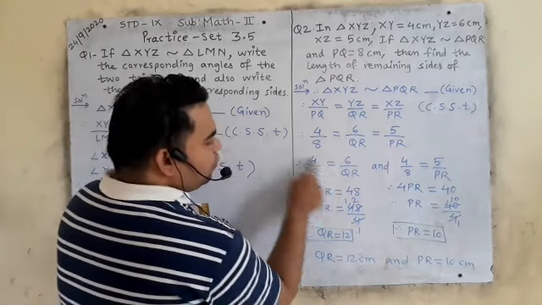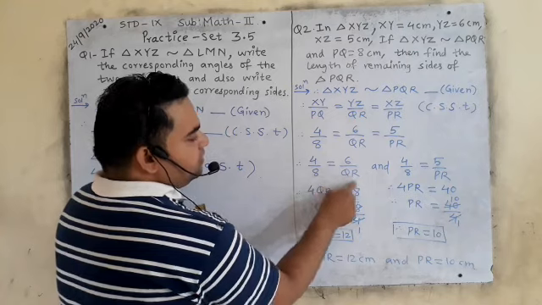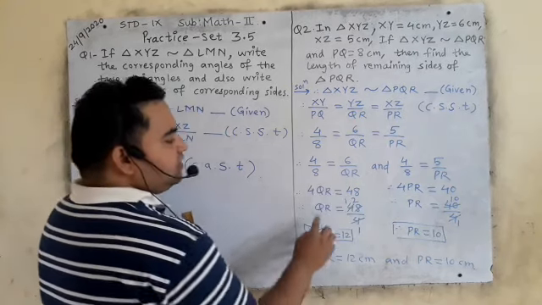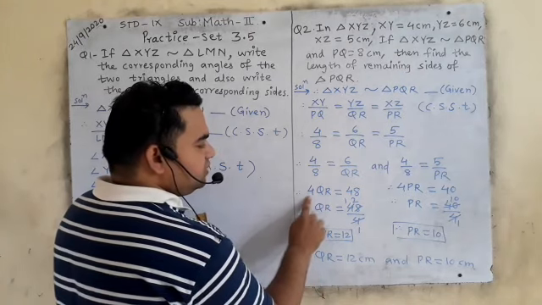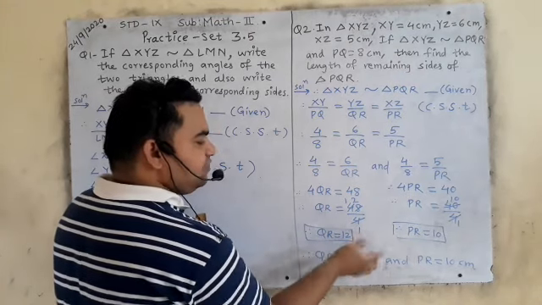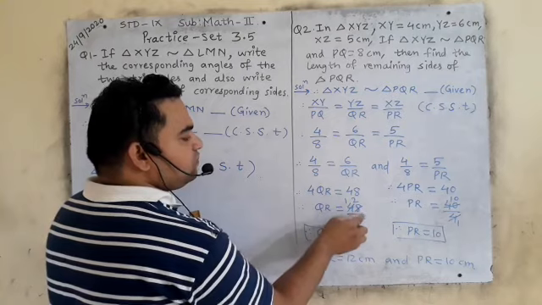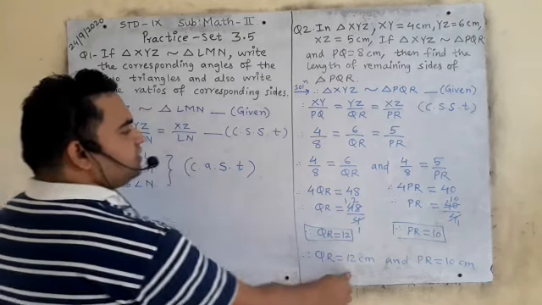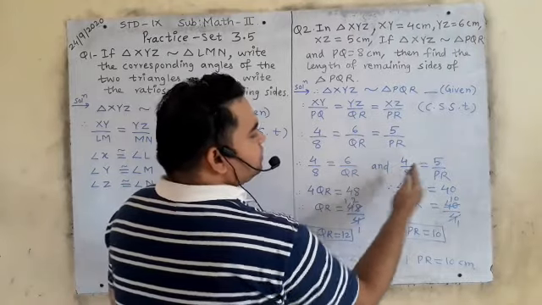So we will do cross multiplication. 4 multiplied by QR is equal to 8 times 6, which is 48. Now this 4 is in multiplication, so it will go to the right hand side and divide. 4 ones are 4, 4 twelves are 48. So QR is 12 centimeters.